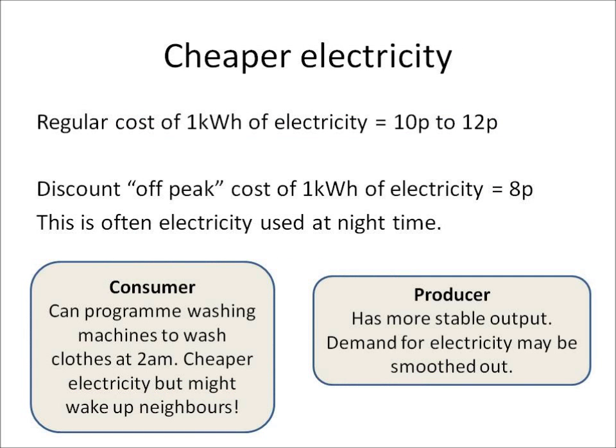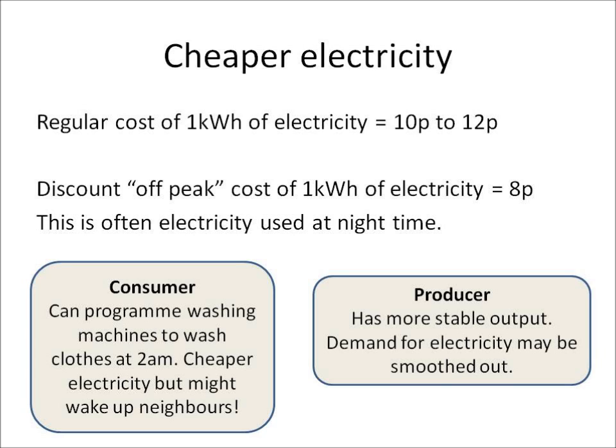We can get cheaper electricity. The normal cost of electricity, 1 kilowatt hour, is about 10 to 12p at the moment, but an off-peak cost might only be 8p. The off-peak cost is normally only available at off-peak hours, let's say at 3 o'clock in the morning. So I could choose to wash my clothes at 2 or 3 in the morning.